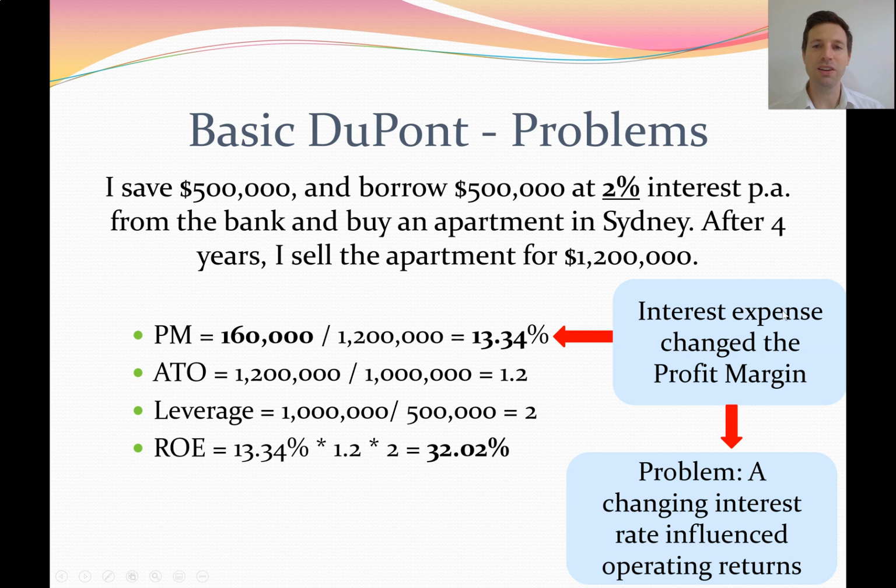So the interest expense changed the profit margin, which I was hoping would only tell me about my business operations, not my financing decisions. So this is a bit of a problem. My financing decisions are influencing my operational performance ratios.